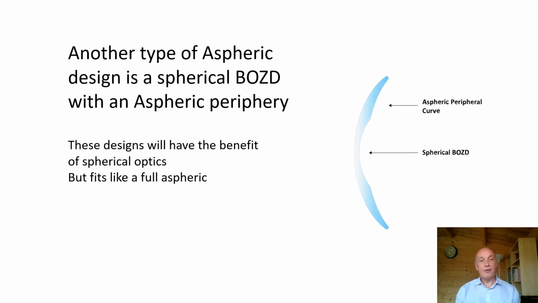And then finally, we have a combination of the two. We have a spherical back optic zone diameter combined with an aspheric periphery. So this gives us the benefit of spherical optics, but also the benefits of an aspheric periphery to fit the cornea better. So any patients that non-tolerate aspheric optics due to their not liking their vision can be switched into an aspheric periphery design, and it will work very well.